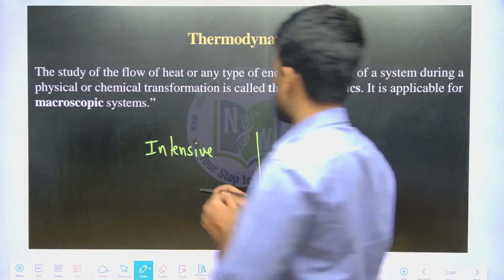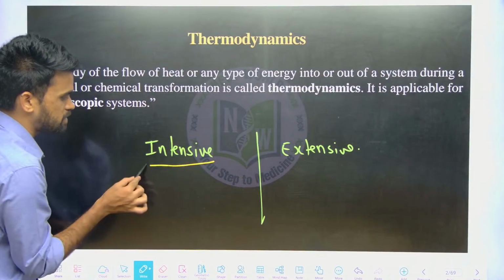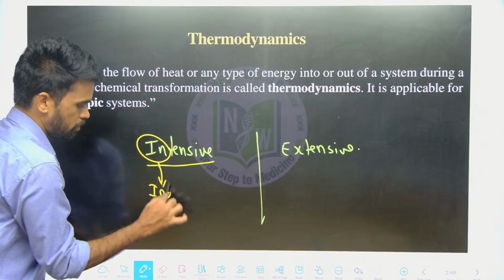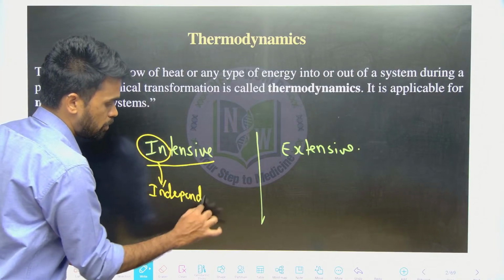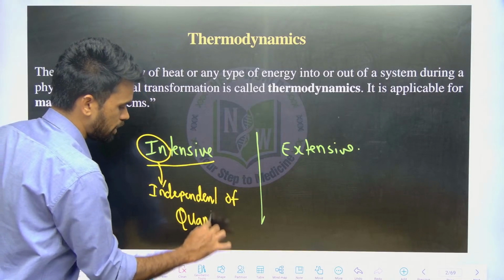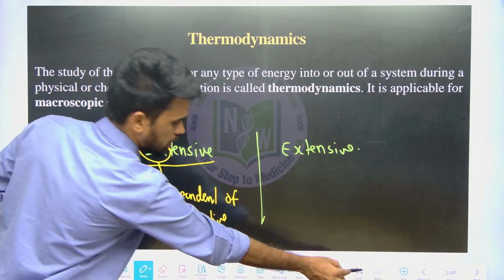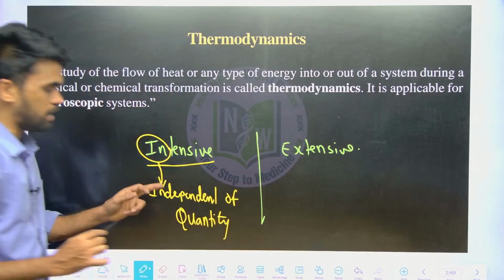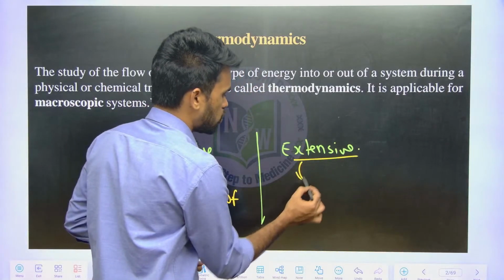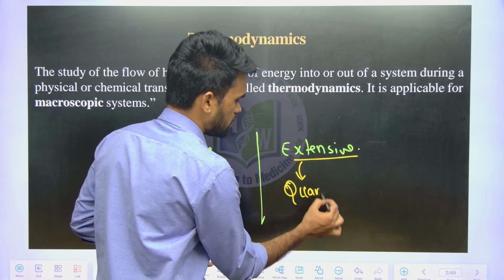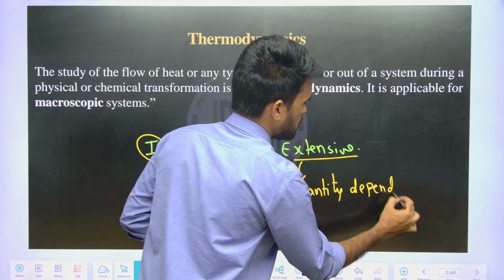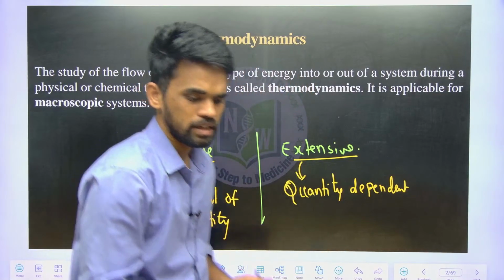So here intensive property, the word itself says, just remember intensive is independent. Independent of what? Independent of mass, independent of quantity. Quantity independent properties are called intensive properties, independent of how much quantity we have. Next one I told you is extensive. These are quantity dependent. So what is this quantity dependent and independent?